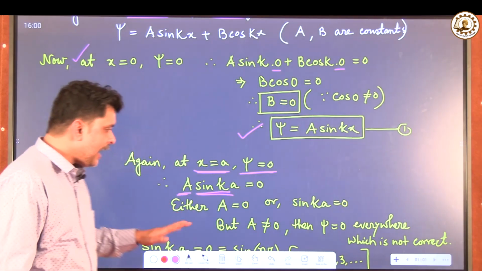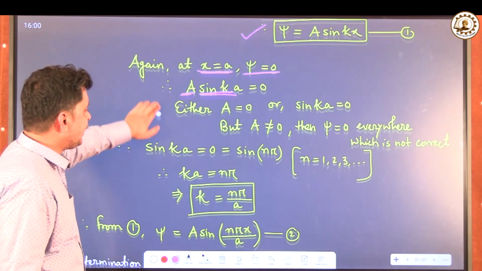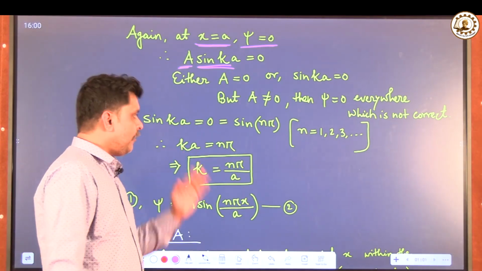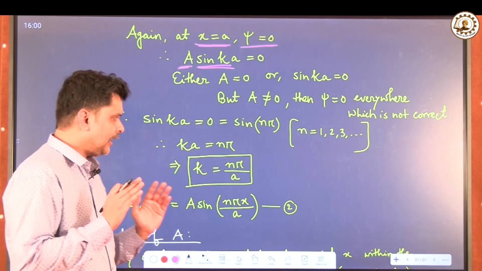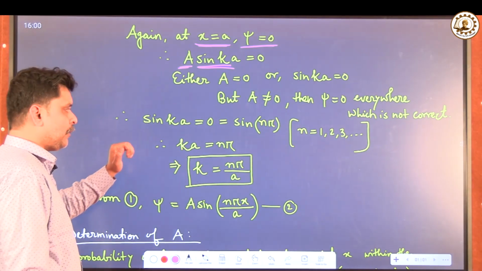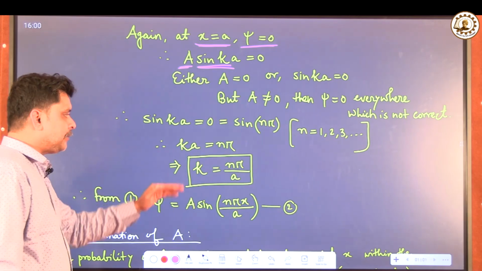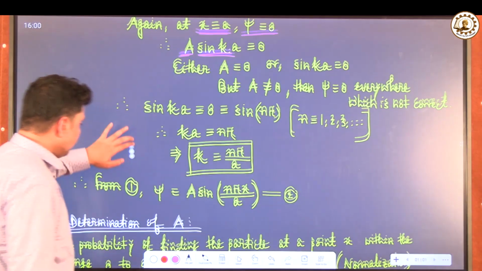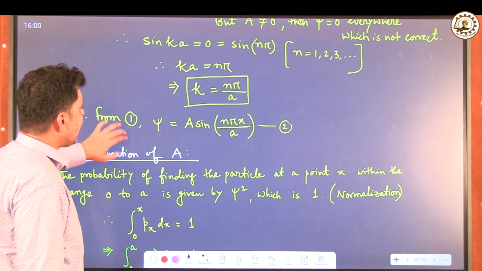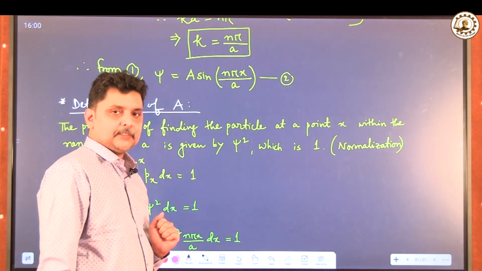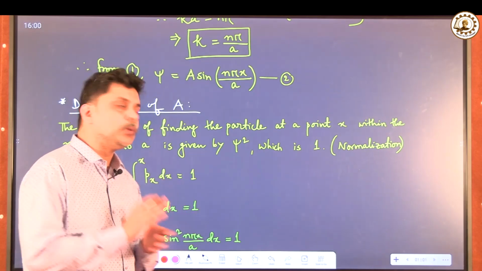If sin ka is 0, therefore what can we write? Sin ka equal to 0 means sin n pi, where n is any whole number like 1, 2, 3, 4 and so on. Therefore, k becomes equal to n pi by a. Right? Therefore, from equation number 1, psi becomes equal to A sin n pi x upon a. This is our equation number 2, let's say.